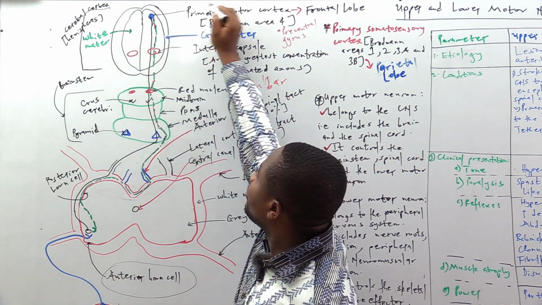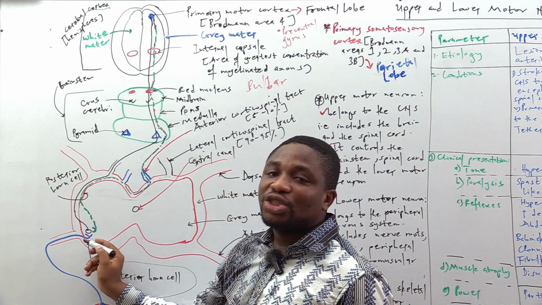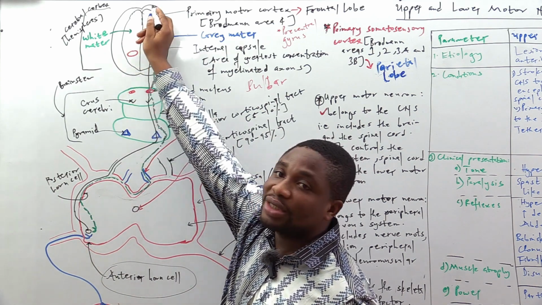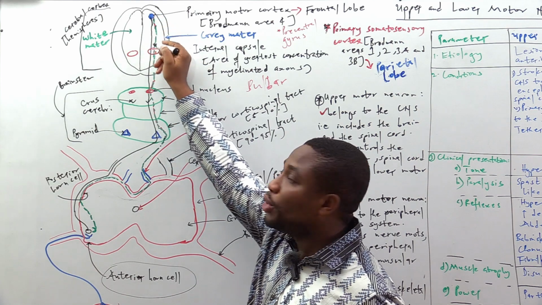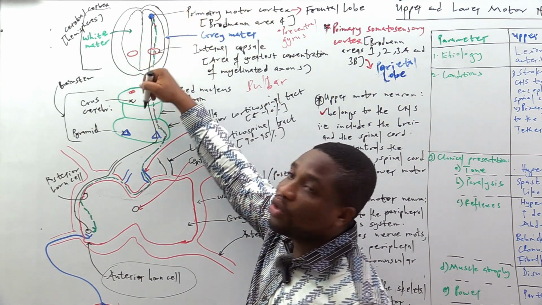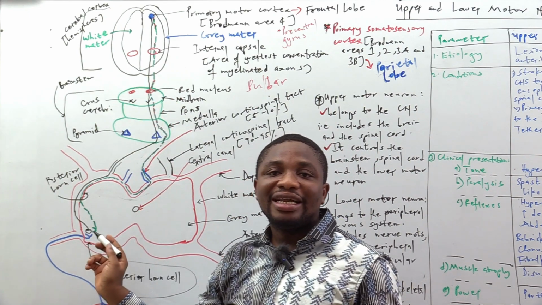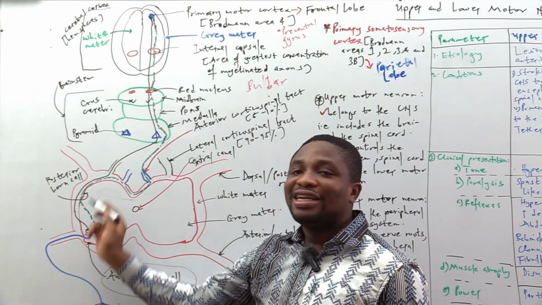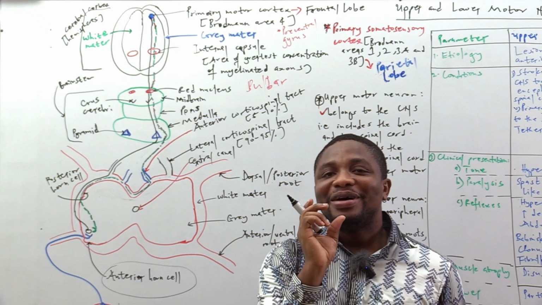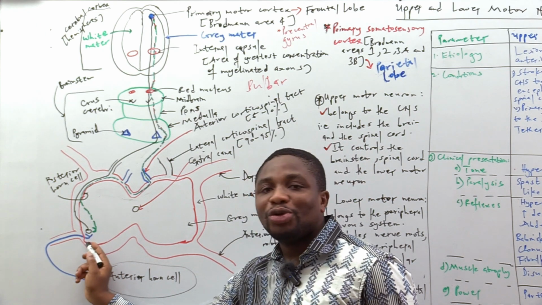So all the way from the primary motor cortex and ending at the anterior horn cell, this becomes the upper motor neuron. As you can see, the upper motor neuron moves all the way from the primary motor cortex, going through all those motor structures and ending at the level of the anterior horn cell. We call that the upper motor neuron. Then at the anterior horn cell, the upper motor neuron synapses with the lower motor neuron.